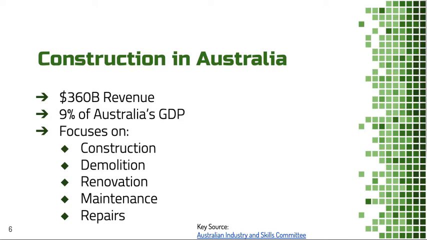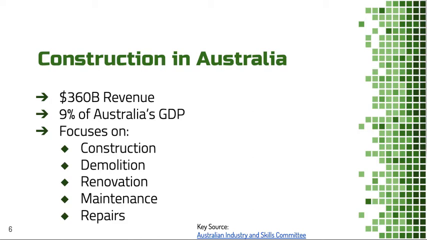Now, the construction industry is focused on construction, demolition, renovation, maintenance or repair of buildings and infrastructure. It covers a wide range of services all the way from planning and surveying right through to structural construction and finishing services, including like the paintings and decorating. The construction industry generates over $360 billion in revenue for Australia. And that's approximately 9% of Australia's gross domestic product, or GDP, as you can see there.